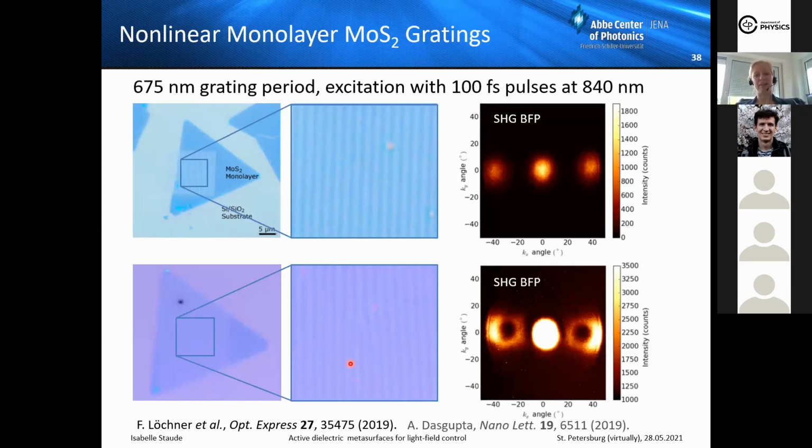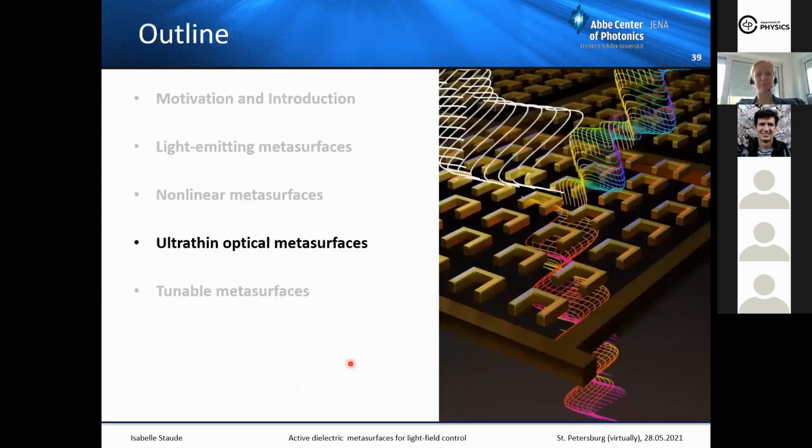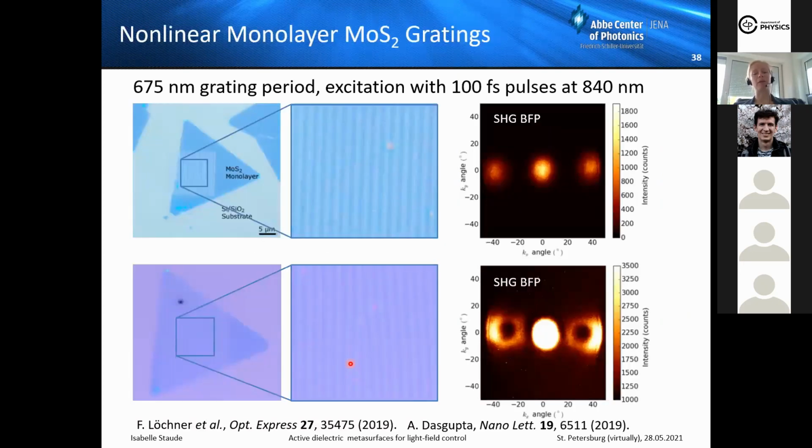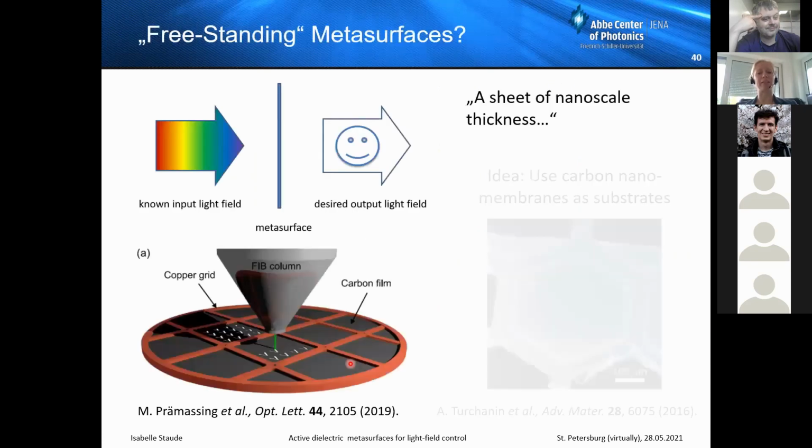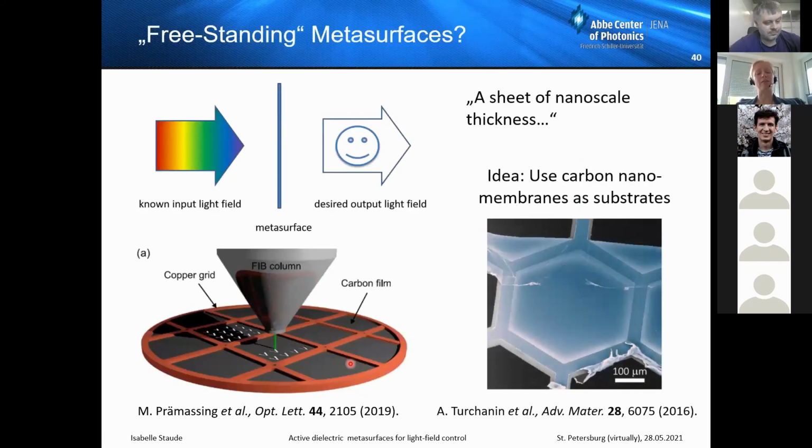All right, so yeah, this was basically what I want to show about nonlinearity. I think we are sort of running out of time. Maybe I can very quickly just go through this. So often the metasurface is considered like a sheet of nanoscale thickness. I also used these words in the beginning.